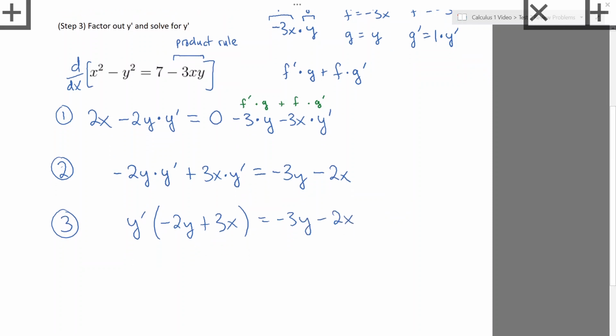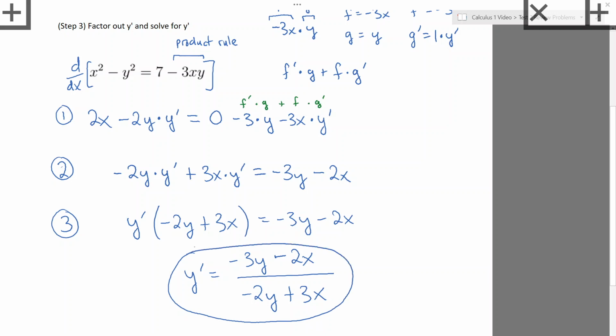And then so now getting the y prime by itself, I divide the minus 2y plus 3x. So you get minus 3y minus 2x divided by minus 2y plus 3x. Okay, so that's the derivative.